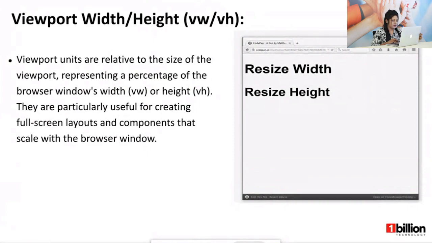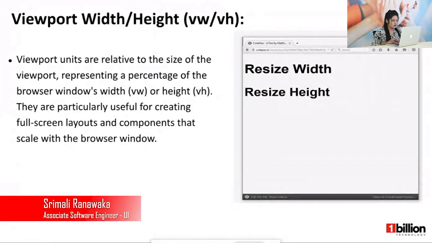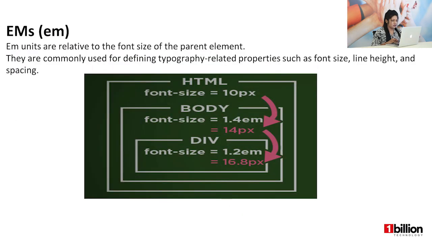Now moving to the EM units. These are relative to the font size of the parent elements. The first point we need to consider on EM units is that they are relative to the font size. The EM units are based on the font size of the parent element. This means that one EM is equal to the font size of the parent element.